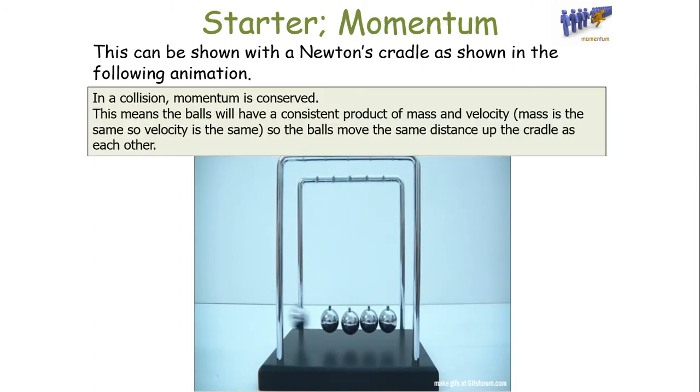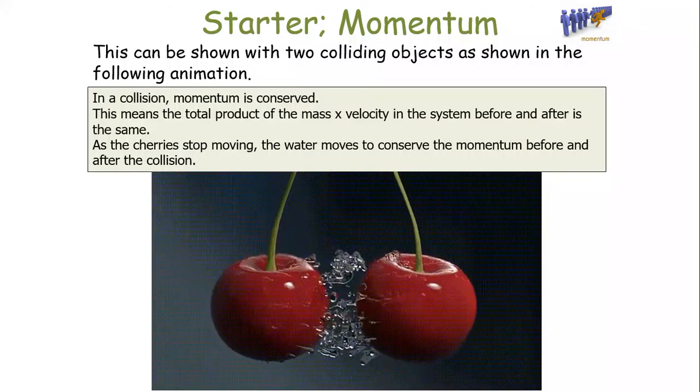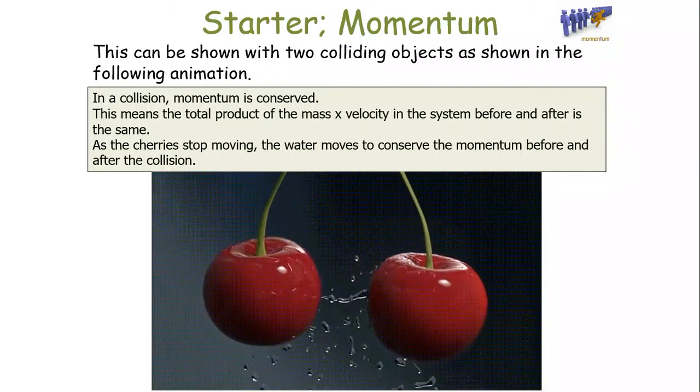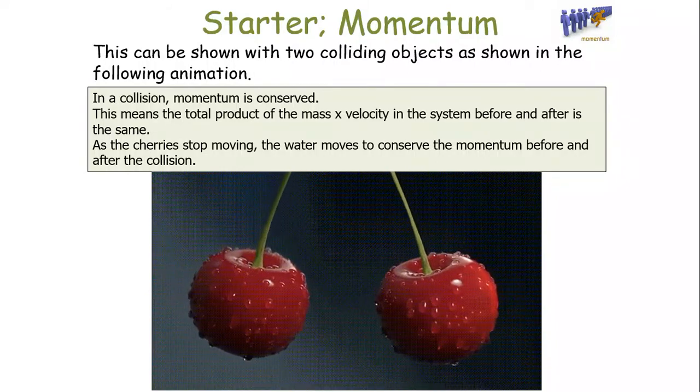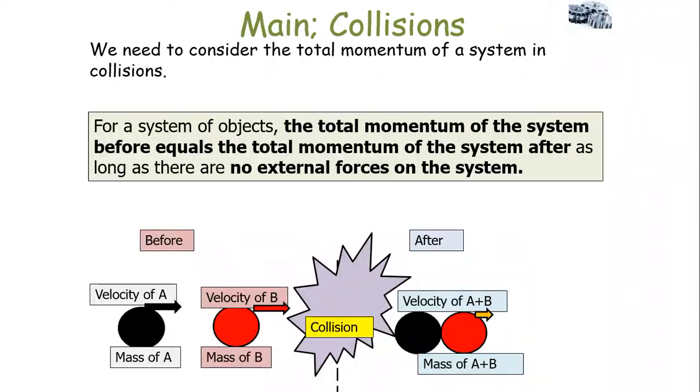So in the collision, momentum is conserved so that the balls must have a consistent product of mass times velocity, and because the mass of each ball is the same, the velocity of each ball will be the same. The balls will move the same distance up the cradle as each other. Another example could be these two colliding cherries. So in the collision, momentum is conserved. So as the cherries stop moving, the water then moves to conserve the momentum before and after the collision.